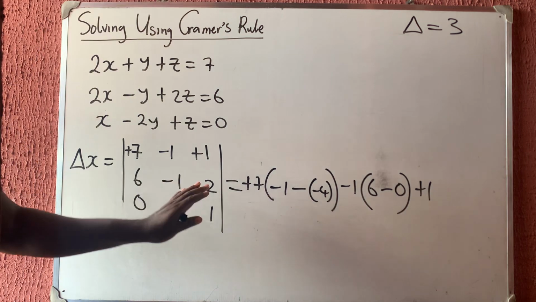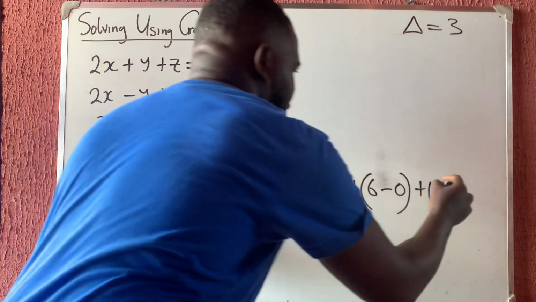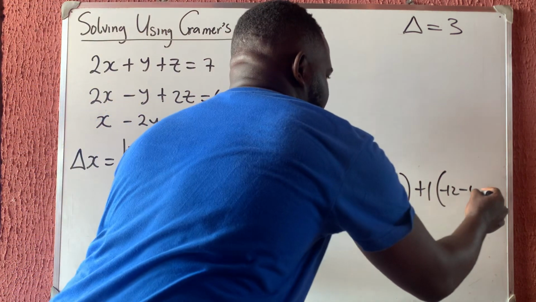So finally I'm picking plus 1. If I pick plus 1, you cover everybody under plus 1 and do left minus right. So this time this will give us minus 12, then minus 0, minus 0.